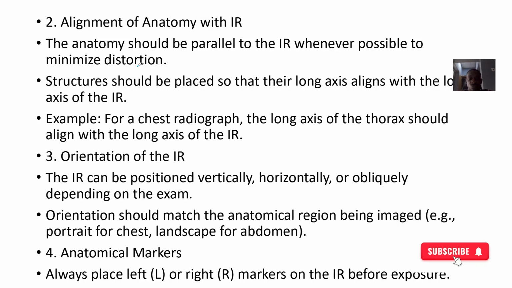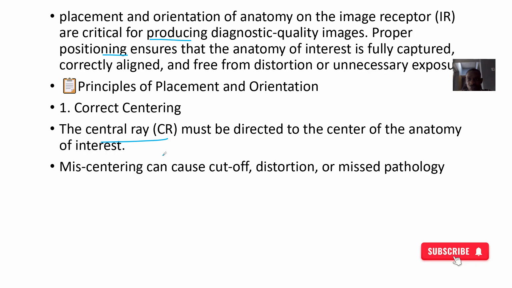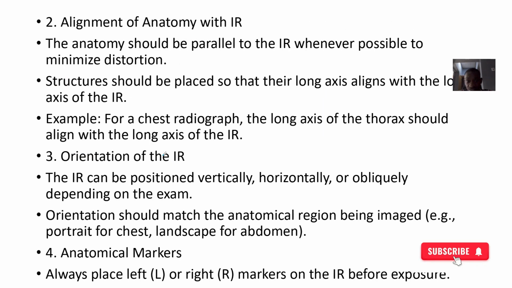Orientation of the IR: you are trying to arrange everything with the image receptor. The image receptor must be positioned vertically, horizontally, or obliquely, depending on what you want to image. Orientation should match the anatomical region being imaged. So you should always know whether it is the left side or the right side you want to image before the exposure.